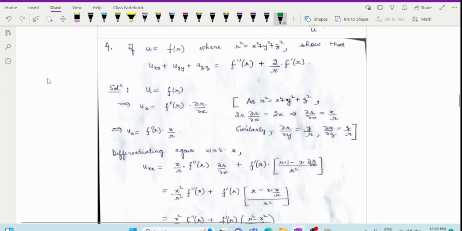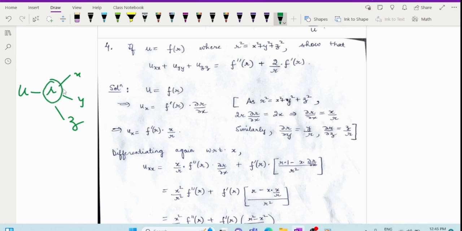U is a function of r and r is a function of x, y, z. So u is primarily a function of x, y, z related to x, y, z via r. So when you do uxx, chain rule will be applied because u is a function of r. So when you do partial differentiation of u with respect to x, u is f of r, and f of r is a function of x, y, z, so it's basically this. U is given to be this. So when you do ux, it's going to be f dash r into del r by del x, where del r by del x can be easily seen to be x by r from this relationship given to us.